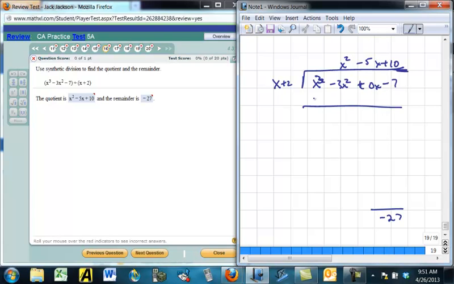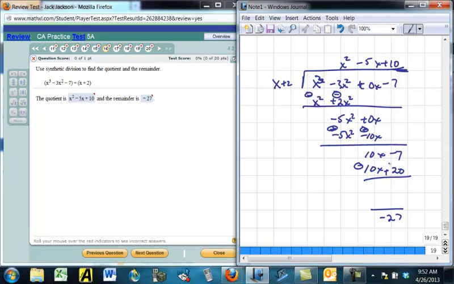X cubed divided by x is x squared. Times x is x cubed, and x squared times 2 is 2x squared. Change the sign, use the changed sign to add, that cancels. This is -5x squared plus 0x. -5x squared divided by x is -5x. Multiply, we get -5x squared minus 10x. Change the sign and add, we get 10x minus 7. 10x divided by x is 10. 10 times x is 10x. 10 times 2 is 20. Change the sign and add, and you get -27. So that's the remainder, and this is the quotient.